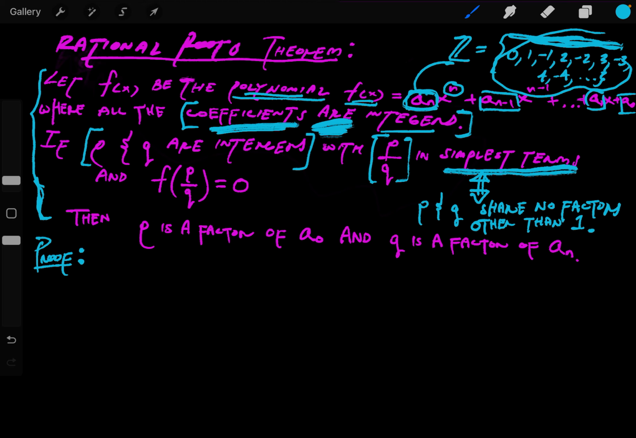Then the last condition is that p over q is a root. When I plug in p over q for x, this whole polynomial is going to equal 0. And the conclusion is that it must be the case that p is a factor of the constant term at the end of the polynomial, and q is a factor of the first coefficient, that first coefficient, a sub n. And we want to prove this.